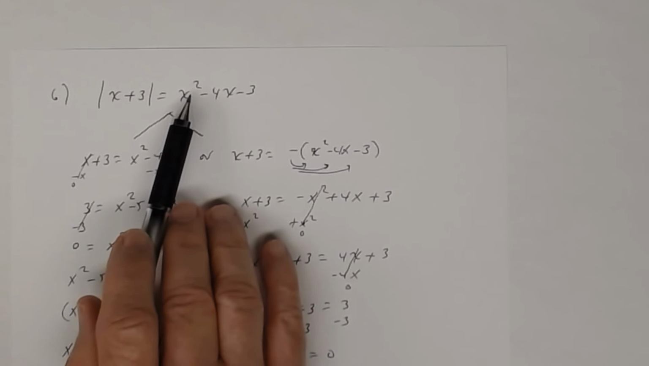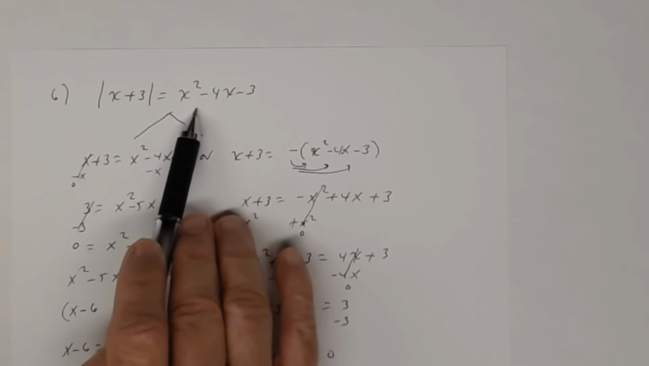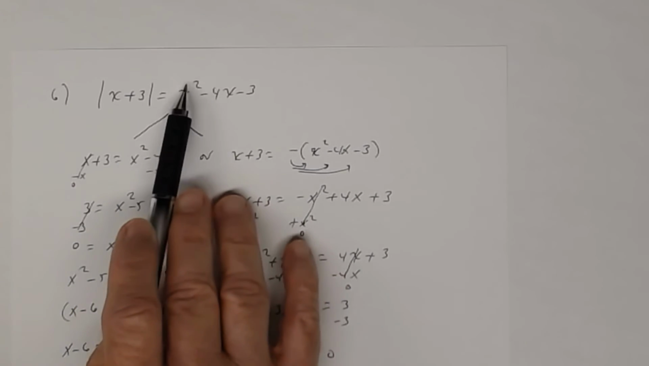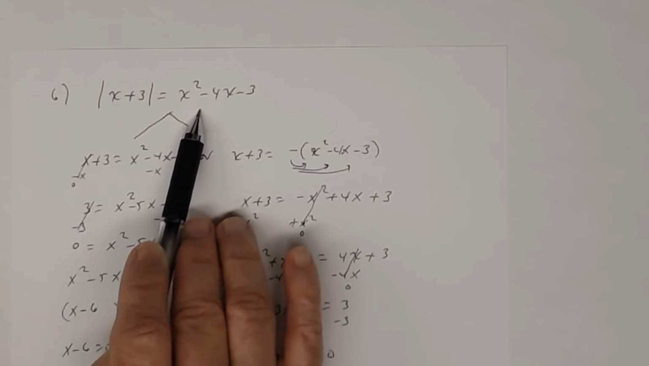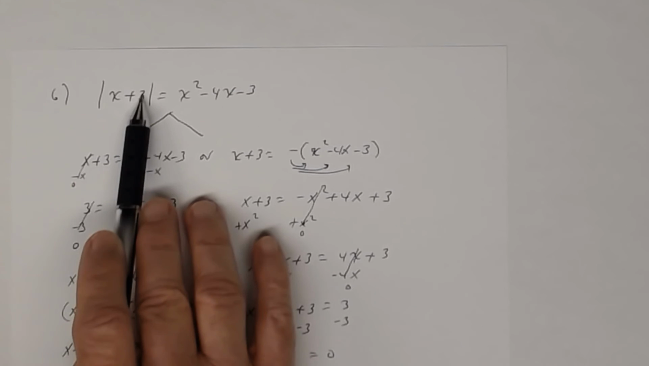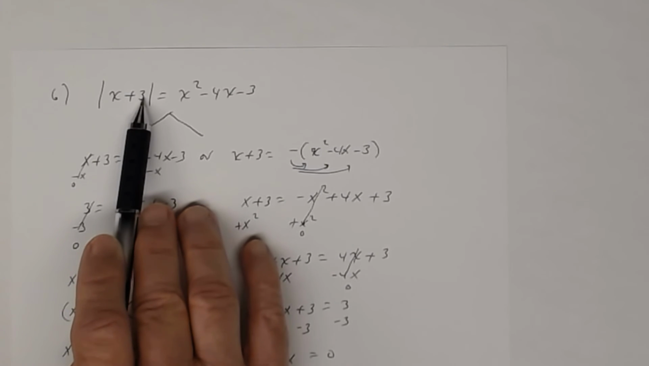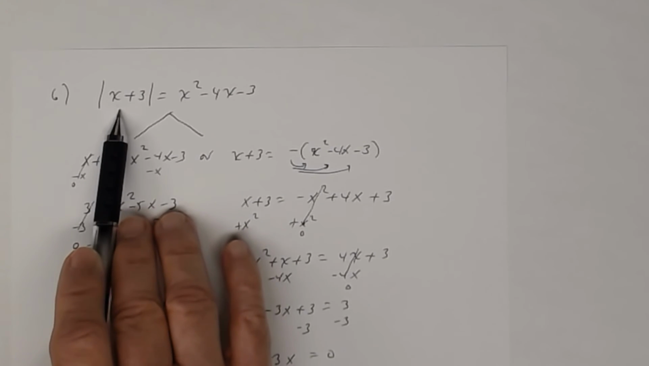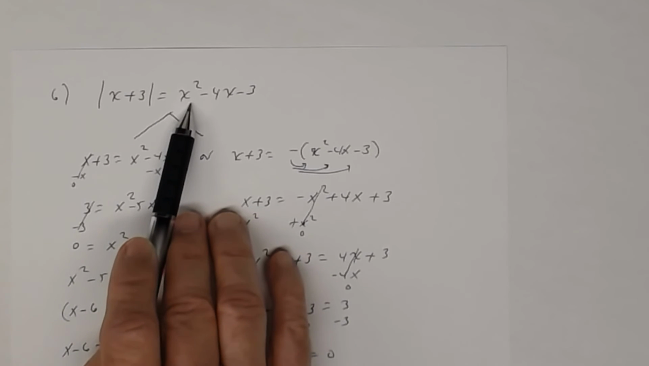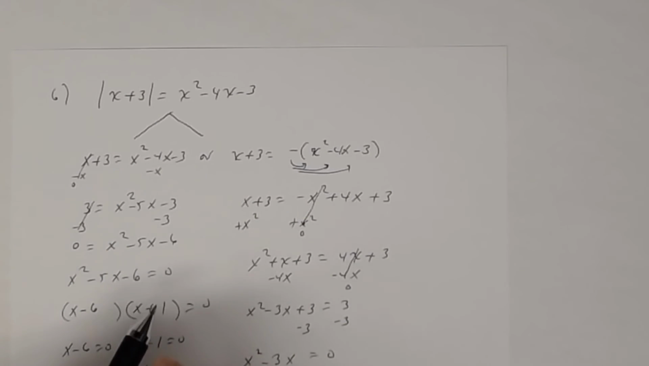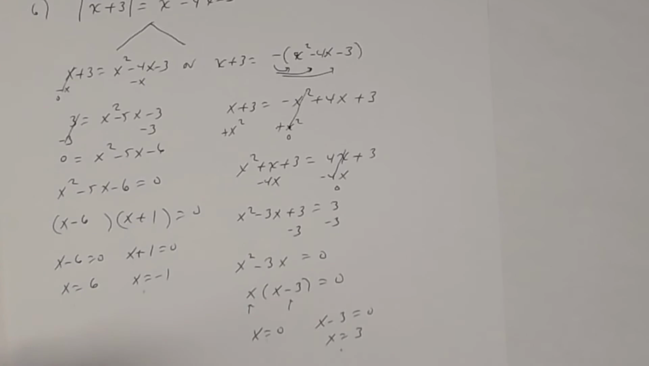So yes, you do have to check, because this side could be positive, this side could be 0, and this side could be negative. And it's the negative that you don't want, because the absolute value on this side is going to be positive or 0. So this value on this side is going to be positive or 0. And this could be positive, 0, or negative, and it's the negative that you don't want. So we do have to check.